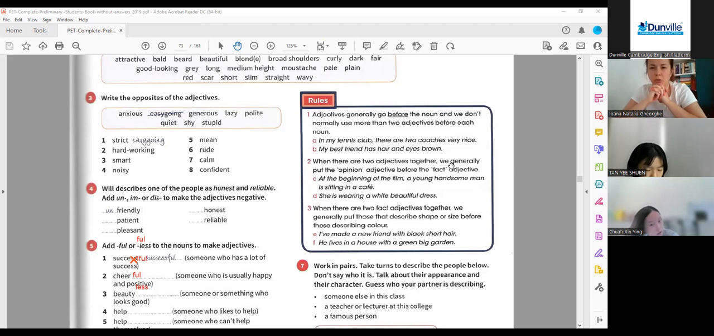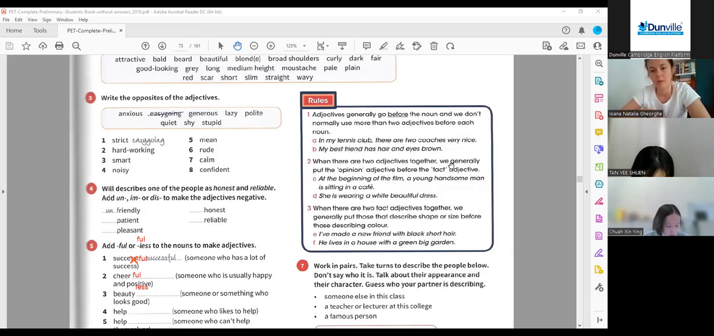Right, so what's wrong with these sentences? Can anyone tell me? Yeah. In my tennis club, there are 2 nice coaches. Yeah, 2 very nice coaches. And the second one? My best friend has brown hair and eyes. Yeah, excellent. Okay, Tan, number 2.